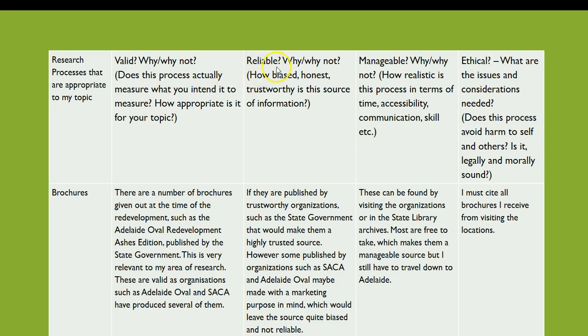Then the next column is about reliability. Why or why not reliable? How biased, honest, trustworthy do you think this source of information is going to be? This is all planning, remember. We're talking as if we're going to do something as opposed to having done something.